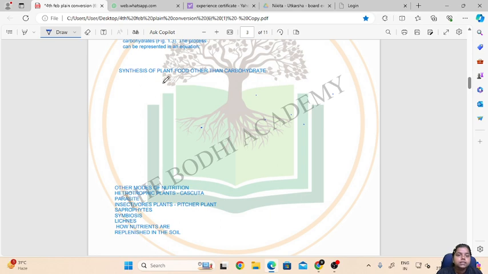Now the next is synthesis of plant food other than carbohydrates. So what does carbohydrate consist of? Carbohydrate is prepared through the photosynthesis process. Understood? That we have learned. What does carbohydrate consist of? Carbohydrate consists of hydrogen, carbon and oxygen, correct? All carbohydrates consist of hydrogen, carbon and oxygen.